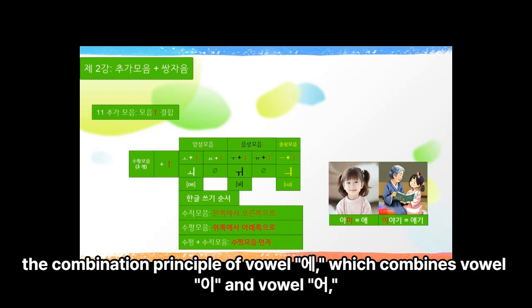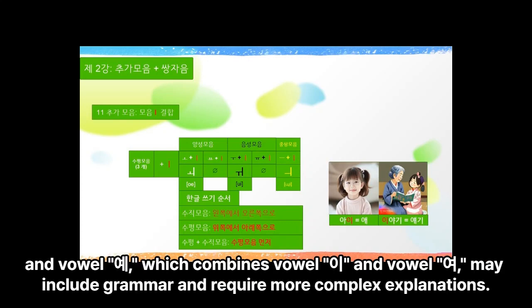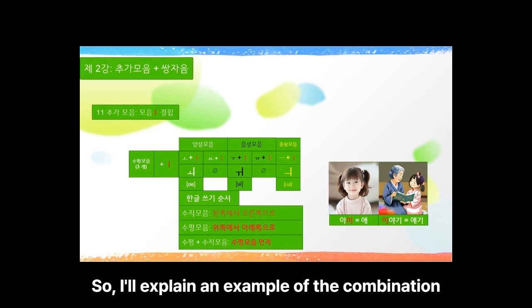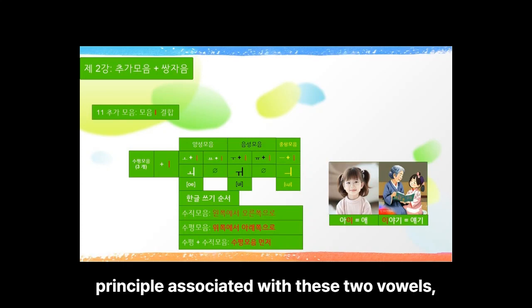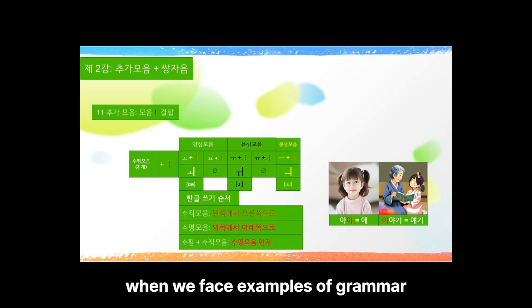The combination principle of vowel which combines vowel e, and vowel ye, which combines vowel e and yeo, may include grammar and require more complex explanations. So, I'll explain an example of the combination principle associated with these two vowels when we face examples of grammar or words that these two vowels contain.